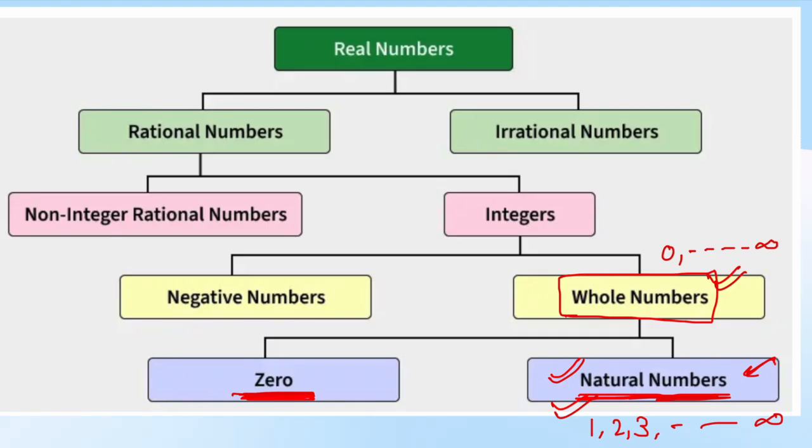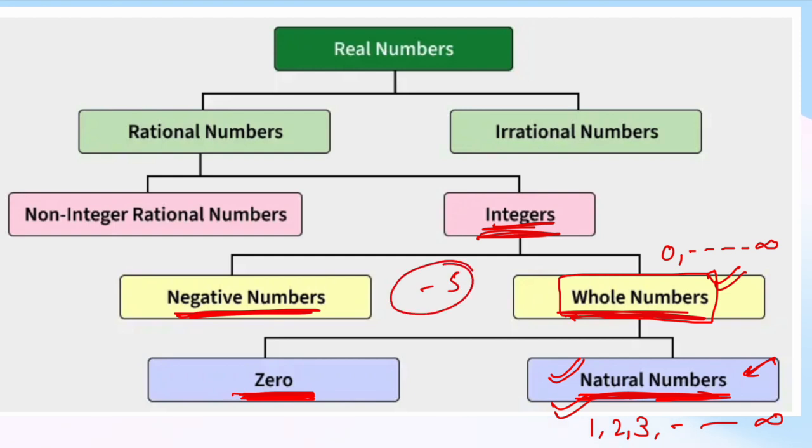Clear? Now we have the integers. Integers means whatever numbers we have written in natural numbers, if I put a negative sign over there. So negative numbers and the whole numbers form the integers. If I ask you what is minus 5, minus 5 is an integer, right? It is minus of a complete number. If I ask you what is 10, 10 is a natural number as well, 10 is a whole number as well, and 10 is an integer as well. Hope integers are clear.